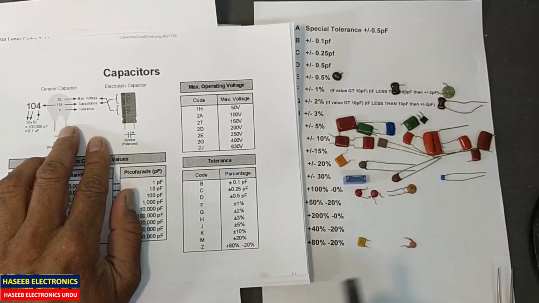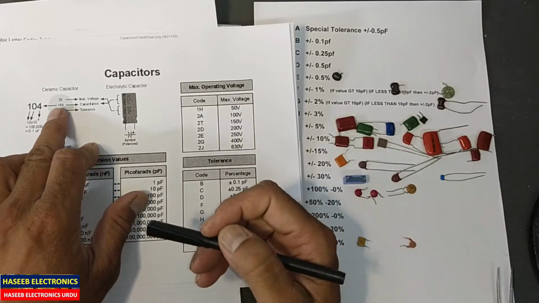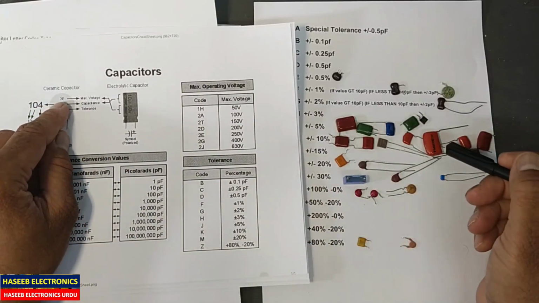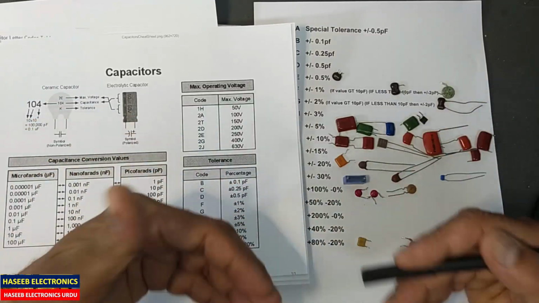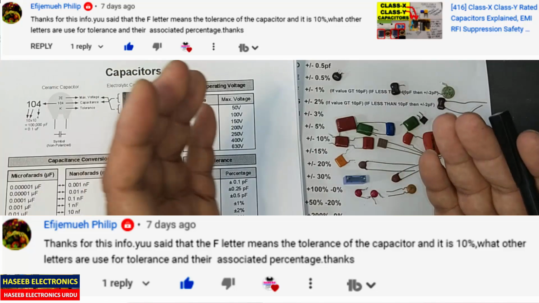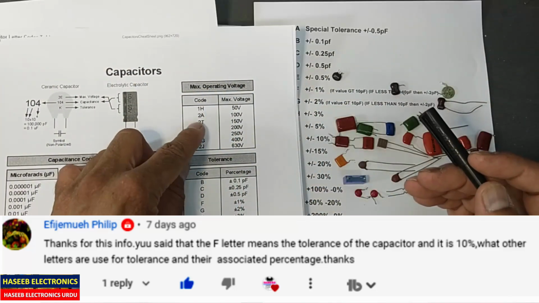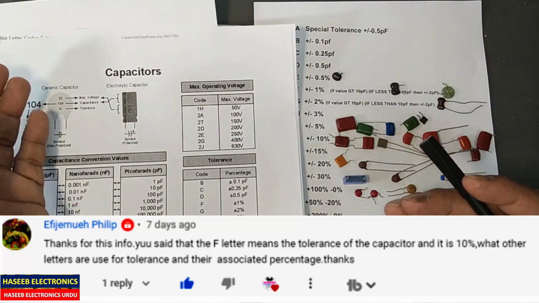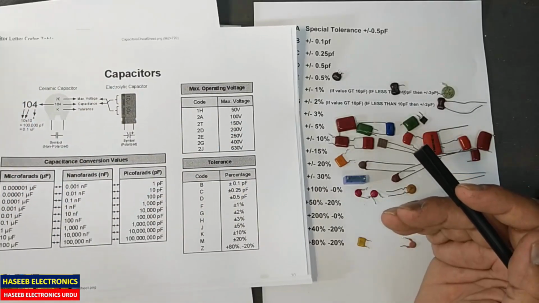If we see some non-polarized capacitors, they come with different markings. Sometimes there is written 250 volts 104J or 104K. What is the meaning of the last letter, that is J, K, B, C, D, E, and how can we determine the capacitance? Let's start.